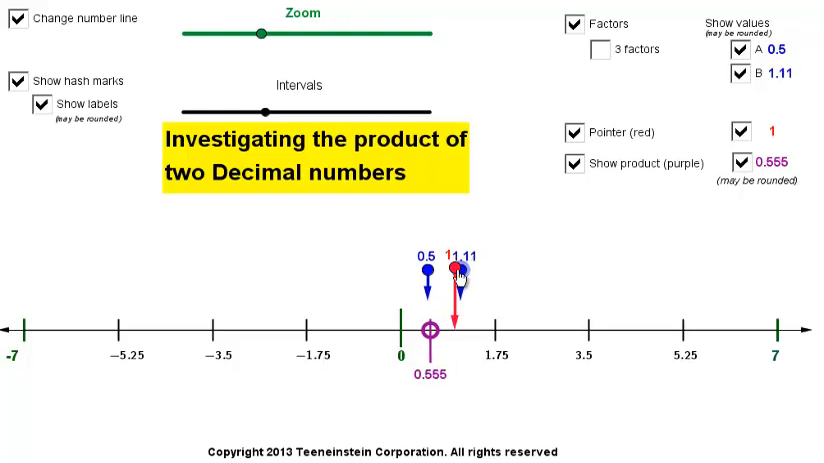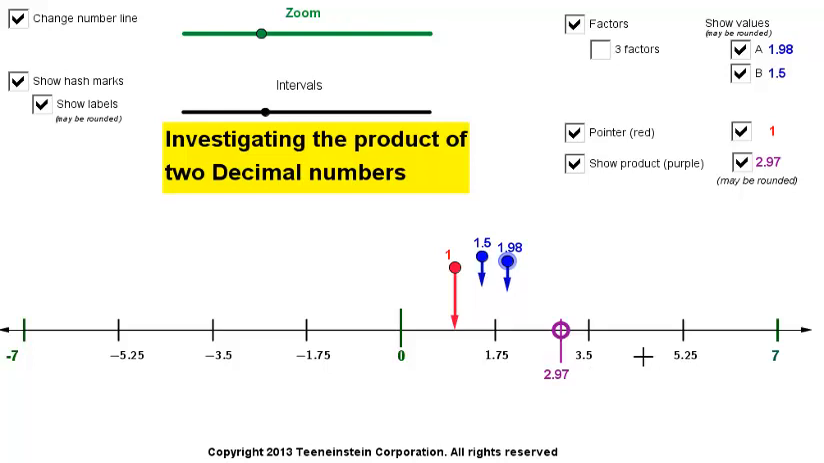If both numbers are less than 1, the answer will be less than both numbers. See, A and B, 0.5 and 0.75, but the answer is 0.375. If one number is more than 1 and another number is less than 1, the product will be in between the given two numbers. If both numbers are more than 1, the product will be more than the given two numbers.